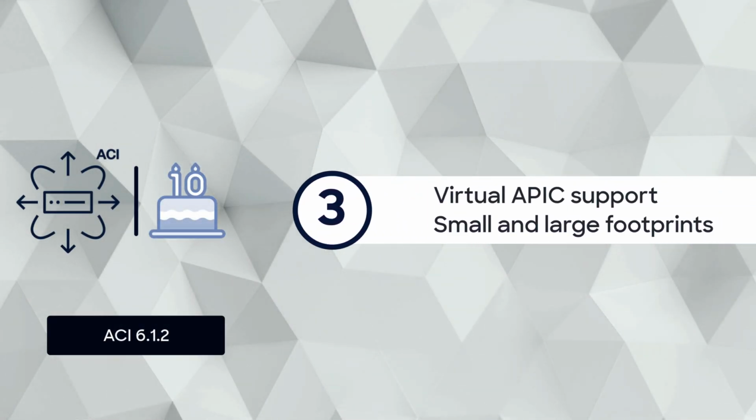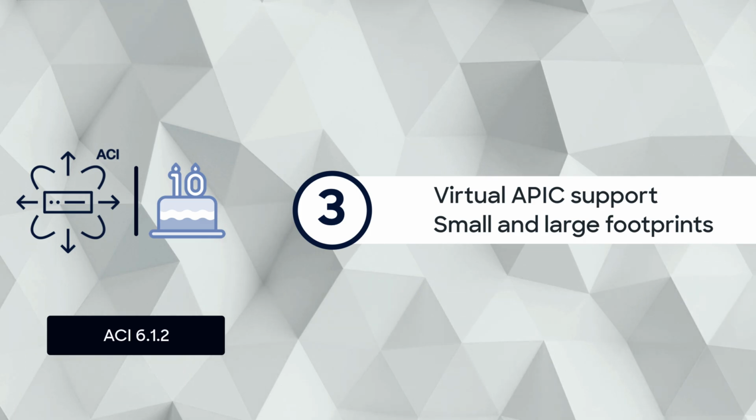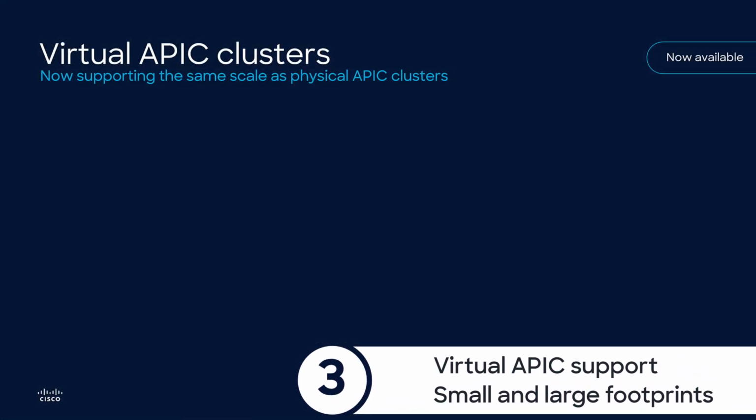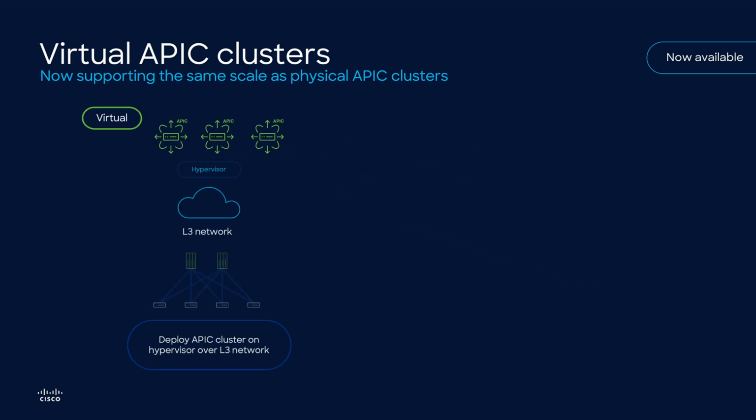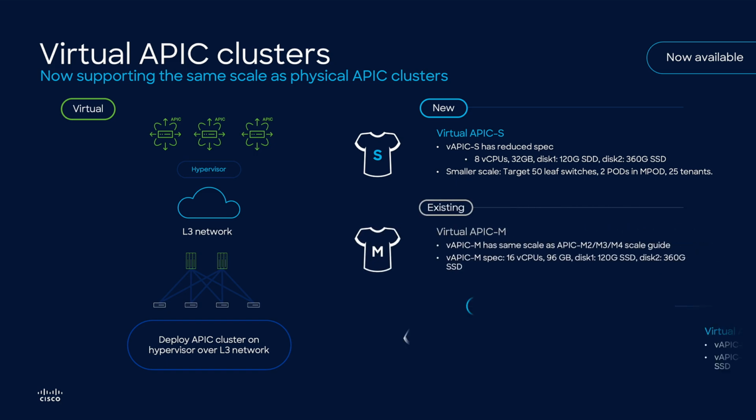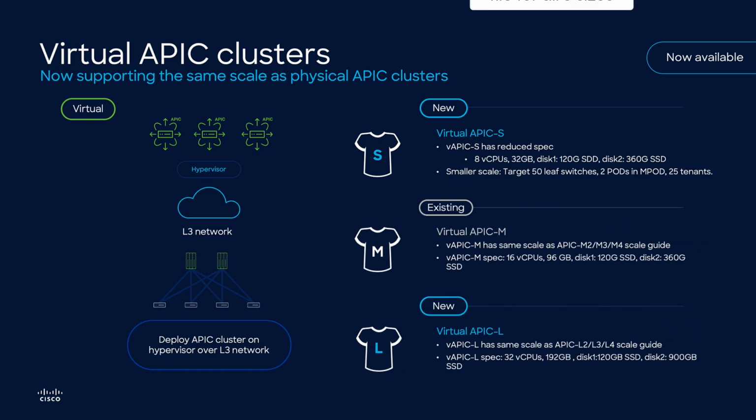3. Virtual APIC support for the small and large footprints. ACI 6.1.1 and 6.1.2 now support the same scalability in either physical or virtual form factors. With the introduction of two new virtual APIC sizes, it is now entirely up to you whether you deploy APIC physically or virtually, providing you with an option to reduce the burden of physical device management. There are three virtual APIC profiles now available: small, medium, and large. You just have to download the vAPIC OVA file and then assign the corresponding resources based on your profile preference upon deployment.